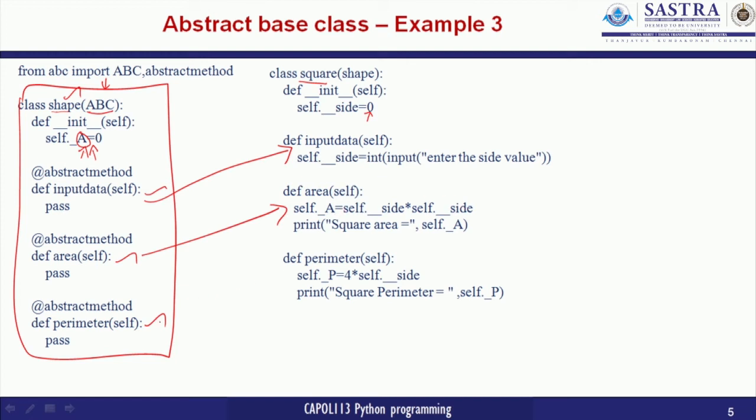And then the perimeter method, once again I have redefined. Within that I have included one parameter called P. Within this P, I am going to store the perimeter value. Finally, I am going to print the perimeter value.